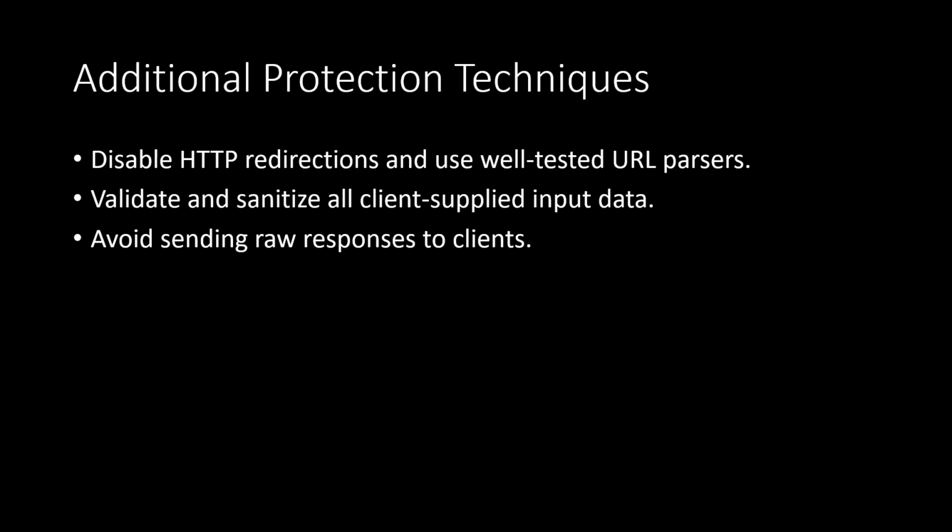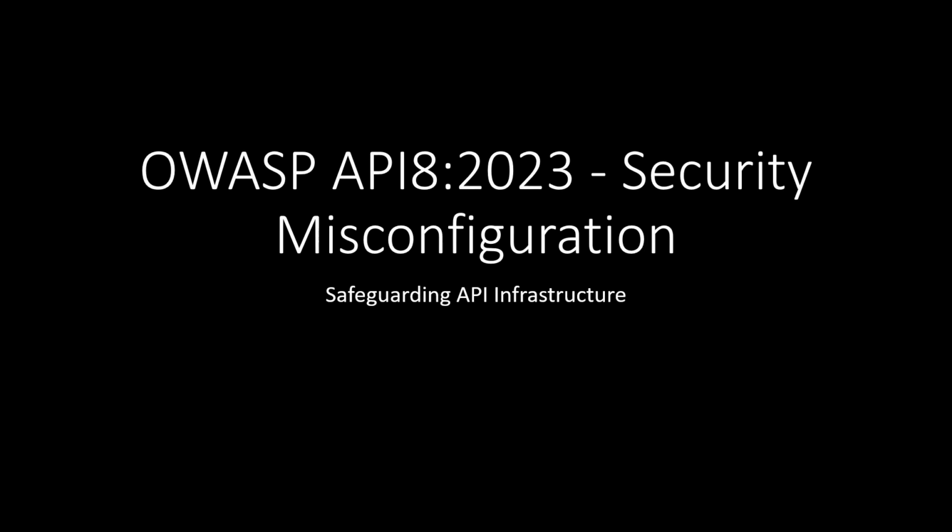All right, let's go to the next risk from the list. Let's speak about security misconfiguration, which is number 8 on the list. Today, we will explore this wide-ranging vulnerability and discuss strategies to safeguard your API infrastructure.